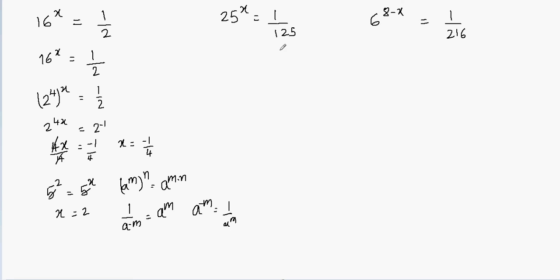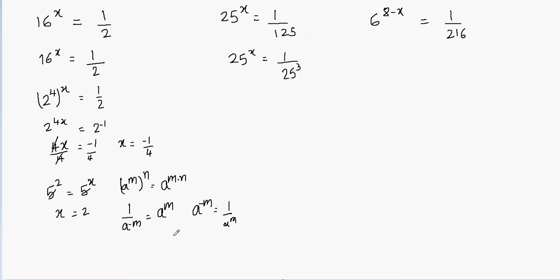Now let's take a look at this example here. I have 25 to the power x. So I will write this as it is. 25 to the power x is equal to 1 over, how do I write 125 in terms of 25? I can write 125 as 25 cubed, because 25 times 25 times 25 is equal to 125, right?